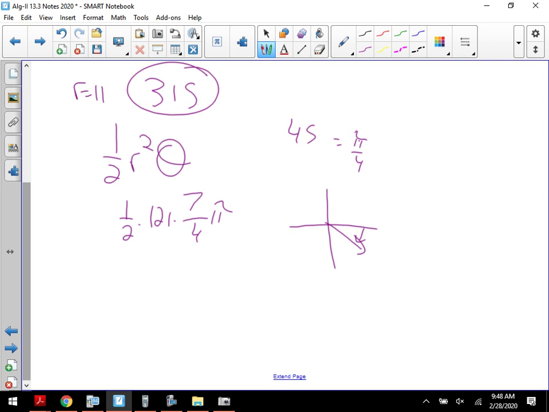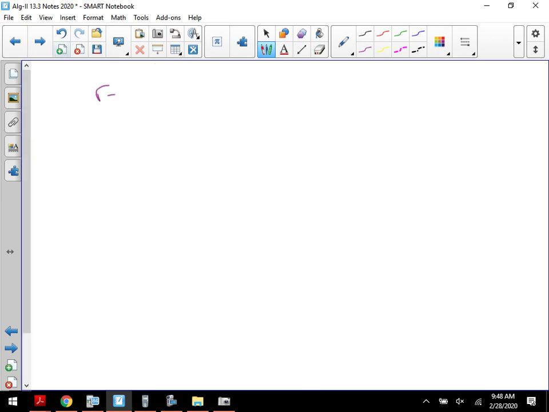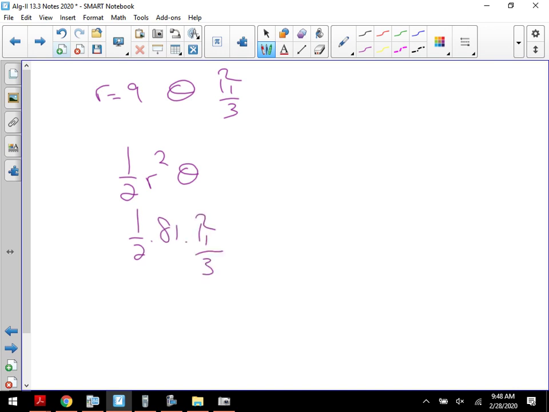9 and pi over 3, okay? Last one, we got to get going on the rest of this stuff here. Radius is 9, theta is pi over 3. It's an area problem. 1/2 radius squared theta. Theta's in pi, you don't have to do anything to it. So you wind up with 1/2 times 81 times pi over 3. 3 goes into 81 27 times, so you get 27 pi over 2.